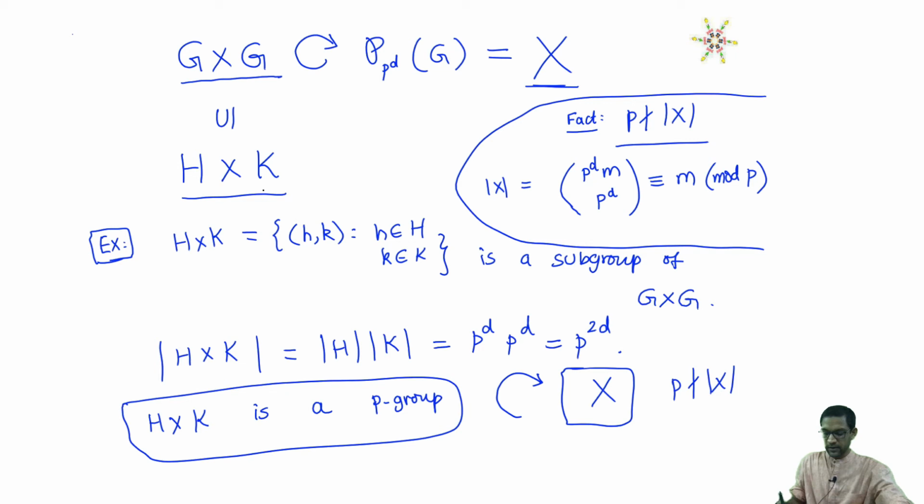When you have an action of the ambient group, the bigger group, acting on a set, you automatically get an action of any subgroup by just restricting the action. In other words, if I take an element from the subgroup, it acts the same way as it would act thought of as an element of the big group. So you can make H cross K act on X by restricting the action of G cross G on X. So we have all the right ingredients.